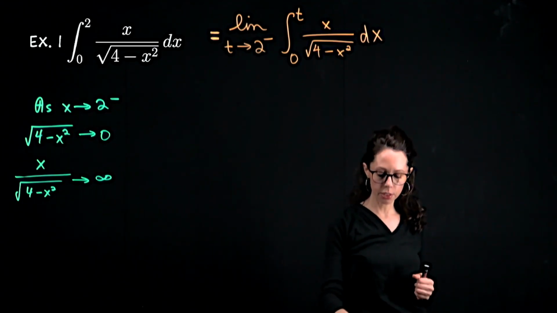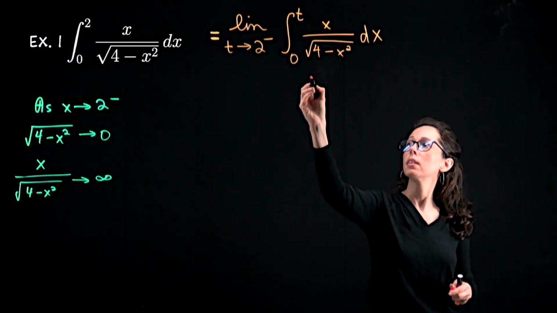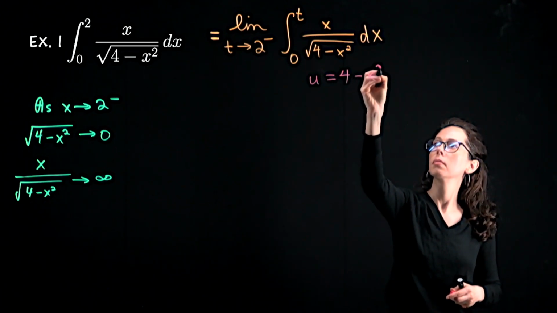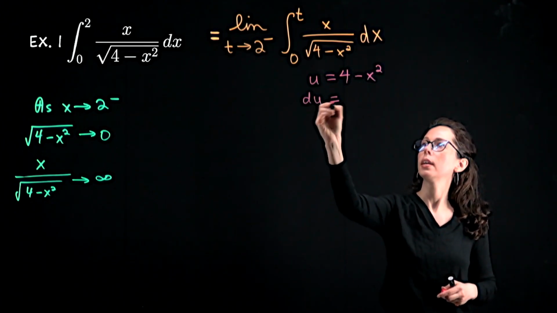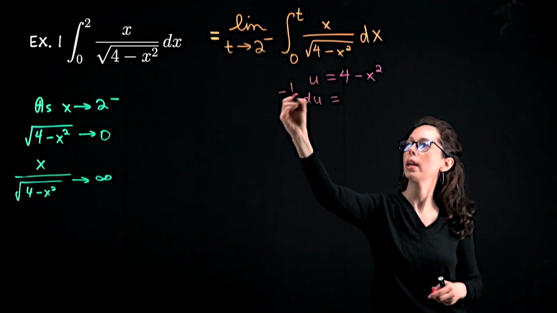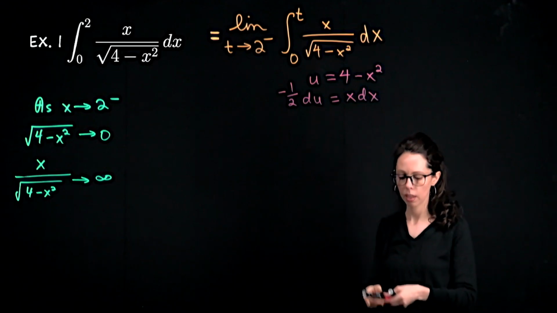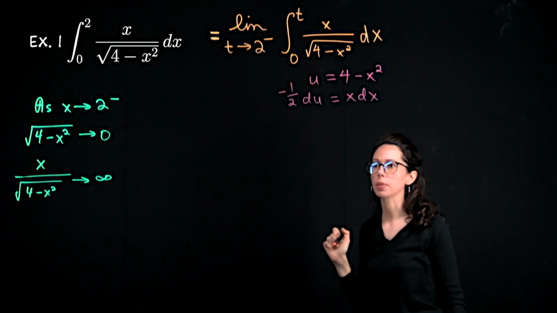This is a u-substitution situation. Let's set u to be 4 minus x squared, so that du is negative 2x dx. I'll write negative 1/2 du is x dx. That will take care of the numerator. We will change our bounds, and they will change in terms of t.